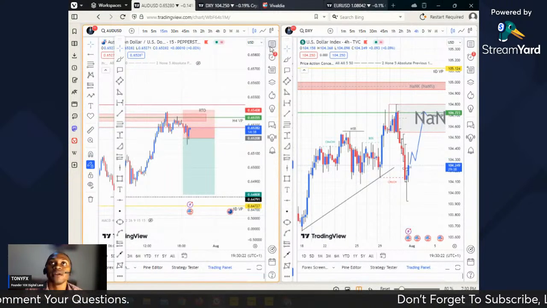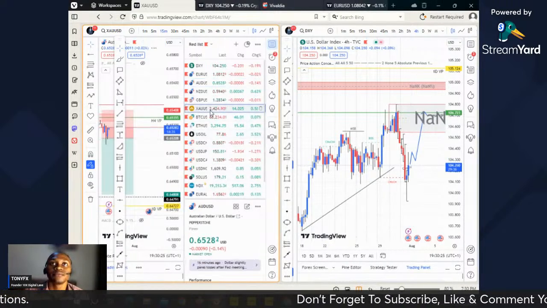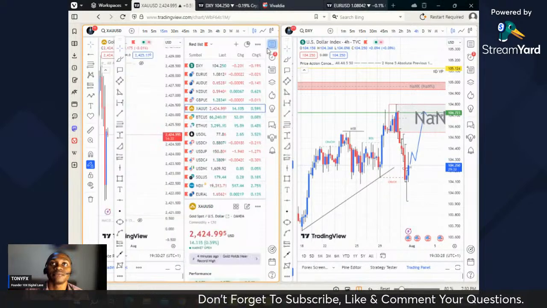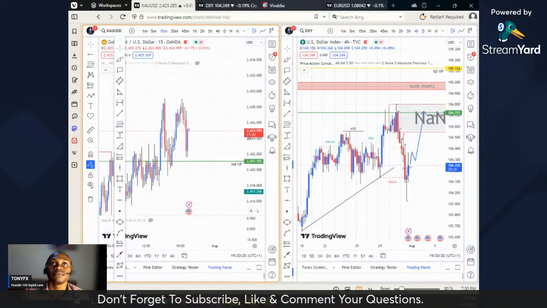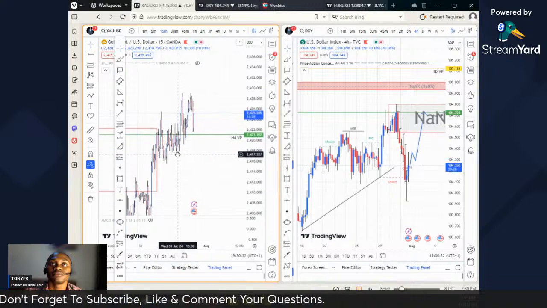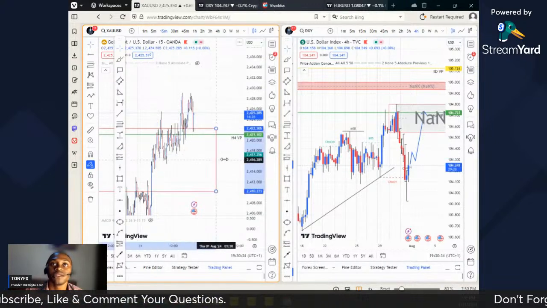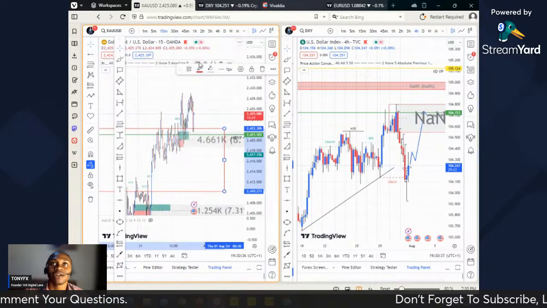Let's see what gold is doing. Gold broke an area of supply and is gradually turning it into an area of demand.